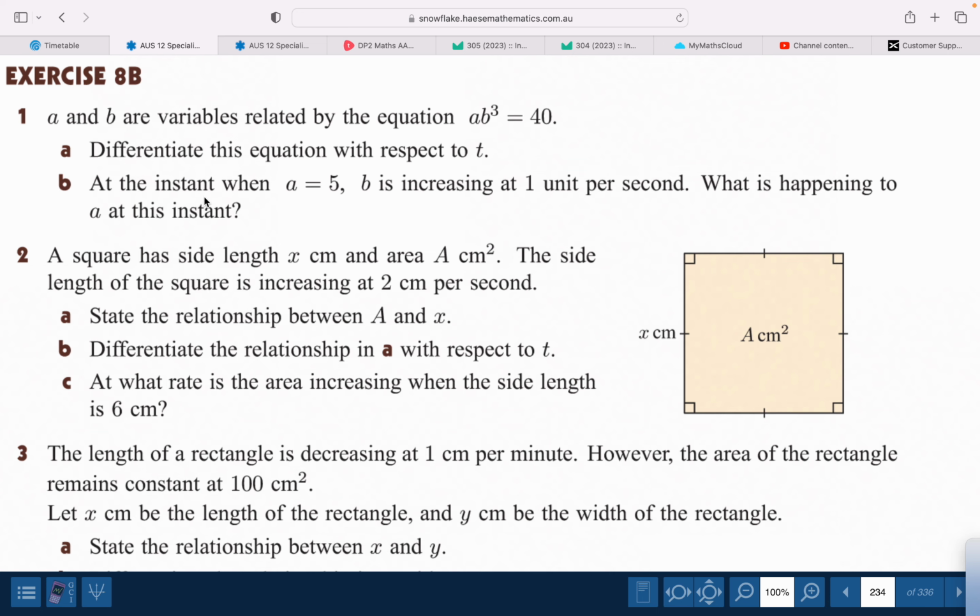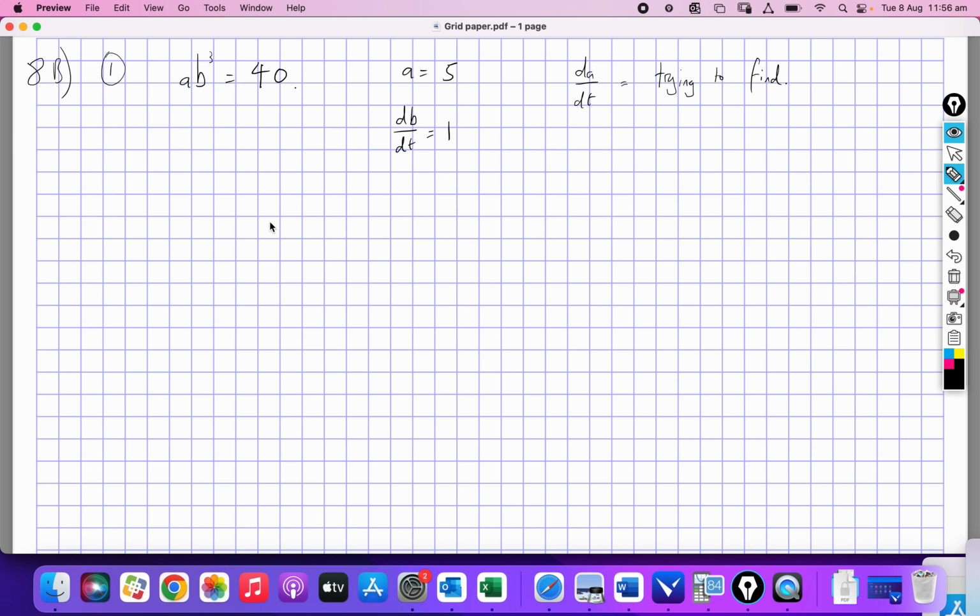All right, so I've written that information down here. I've got my equation. They've told me A is 5. They told me B is increasing at 1 meter per second. And so that is the dB dt, right? You can see it's a rate. I'll just put the units in. Meters per second. Then they said, what is happening to A? What they mean by that is you need to solve for dA dt.